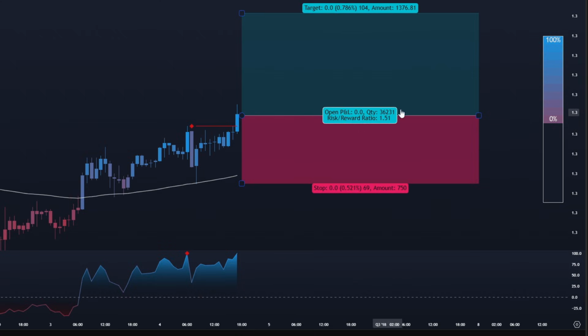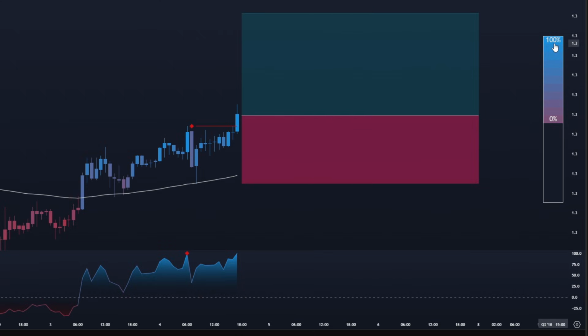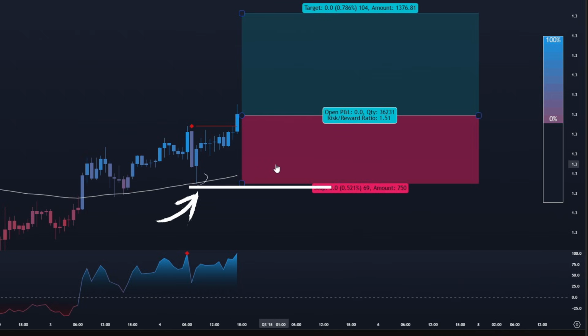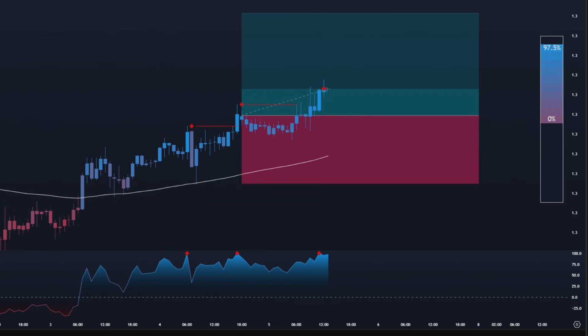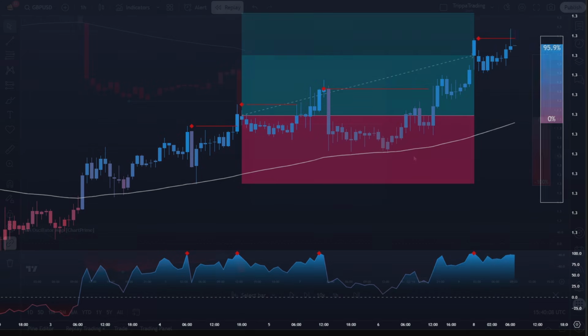Momentum gauge again is extremely bullish, close to 100%. So we take the buy as that candle closes. Stop goes under the nearest swing low. Target is 1.5 R. Sometimes the move is a bit choppier, but the trend is still strong and eventually price grinds higher into our take profit.